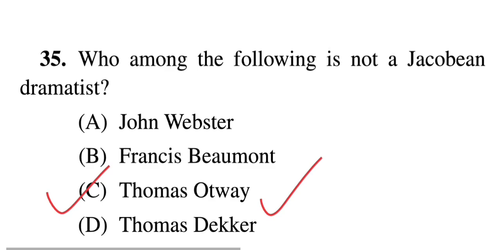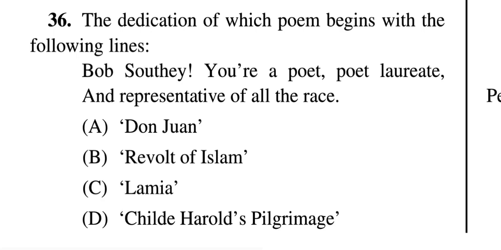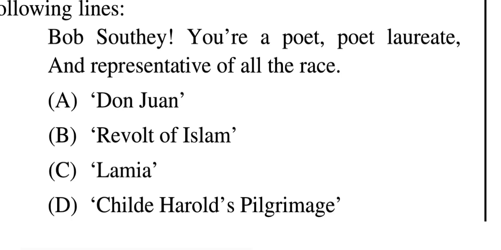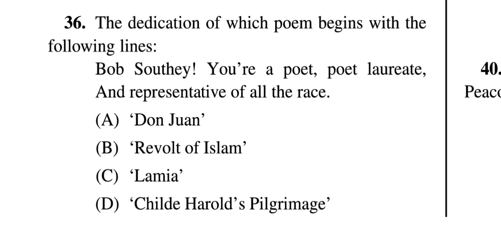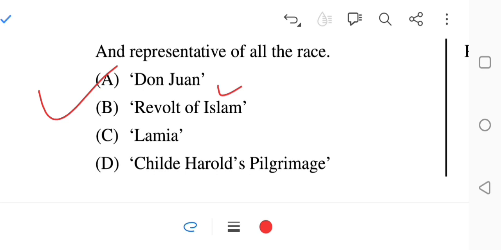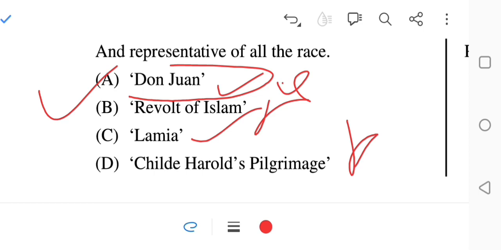The next question we have is, the dedication of which poem begins with the following lines: Bob Southey, you are a poet, poet laureate, and representative of all the race. Don Juan, The Revolt of Islam, Lamia, Childe Harold's Pilgrimage. The correct answer is A, Don Juan. If you have not read it, then you must read Don Juan. Apart from that, The Revolt of Islam, Lamia, Childe Harold's Pilgrimage, these are also very significant.